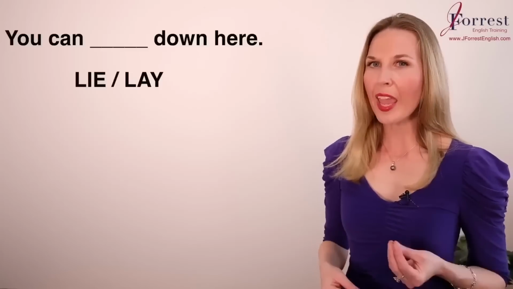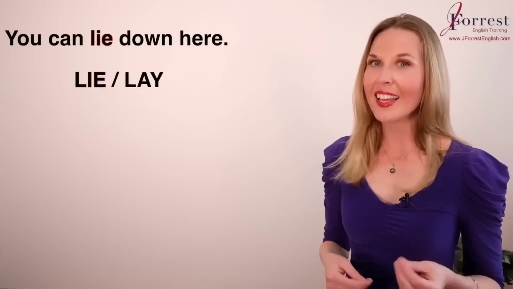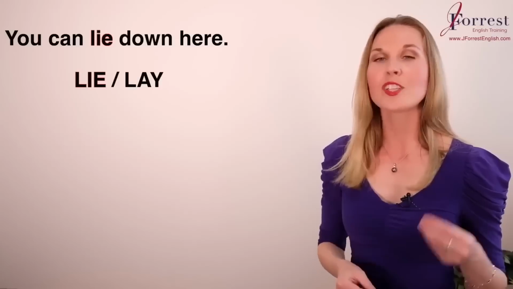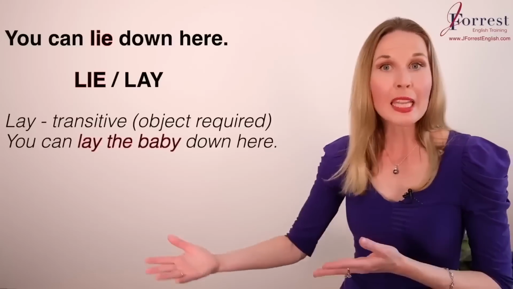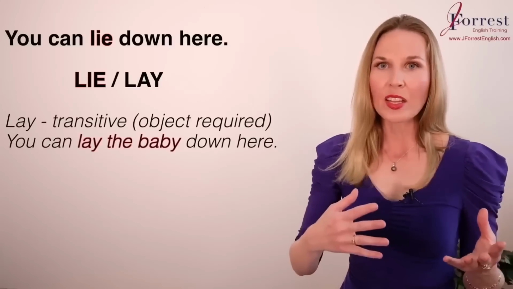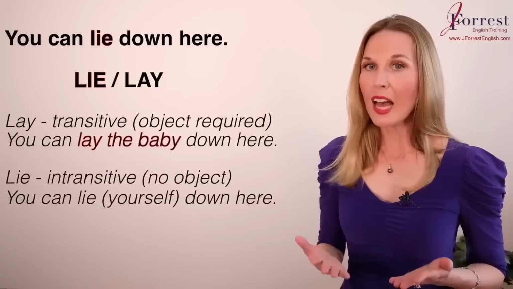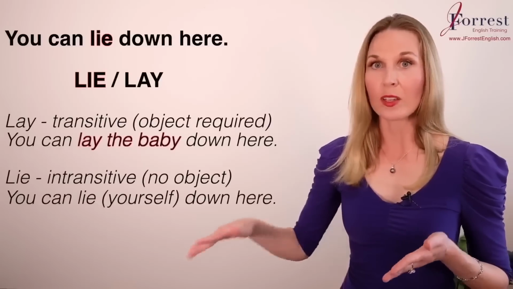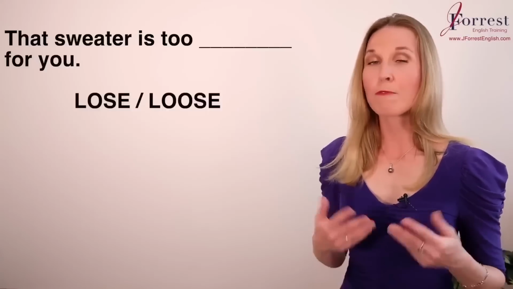Number 11: "You can lie down here." Lay and lie, they have the same meaning, but lay is transitive. It needs an object. For example, lay the baby down here. Lay the blanket down here. You lay something. But lie is intransitive, so there's no object. Lie down here. Lie yourself down here. Lie down here. Number 12: "That sweater is too small for you."